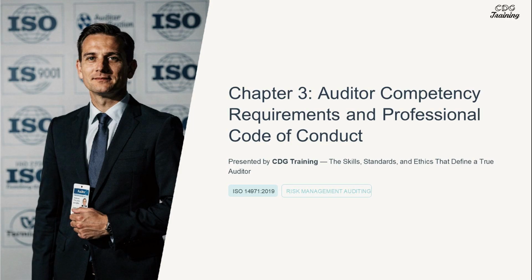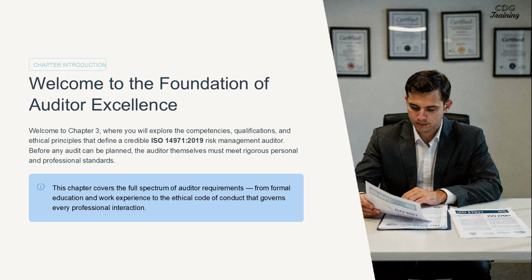Welcome to Chapter 3, where we delve into the essential skills, standards, and ethics that define a true auditor. This chapter is presented by CDG Training, focusing on ISO 14971:2019 and risk management auditing. In this chapter, we explore the competencies, qualifications, and ethical principles that define a credible ISO 14971:2019 risk management auditor.